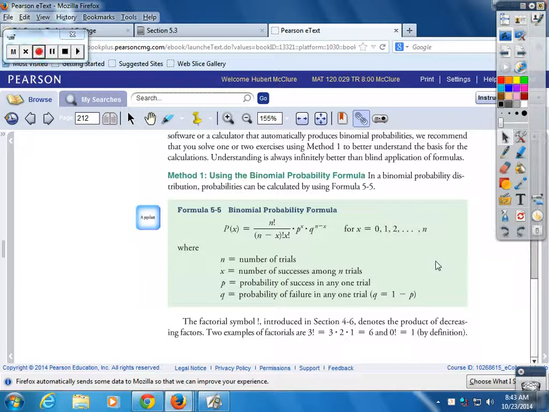Now, you can write the formula down, or we can use the calculator, and I will show you how to do that. All you have to know is N, P, and X. Now write it down: N, P, and X. You can't have it in any other order, because your calculator will only take N, P, and X. Why doesn't the calculator need Q? It can figure it out.